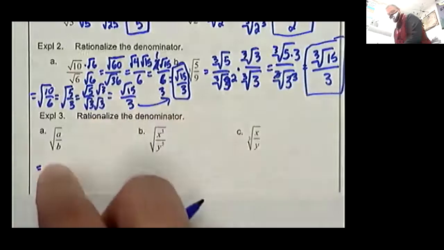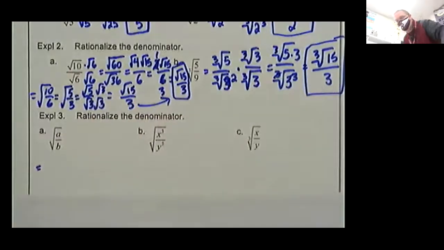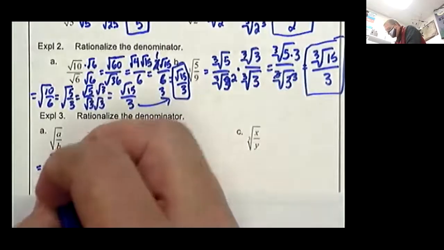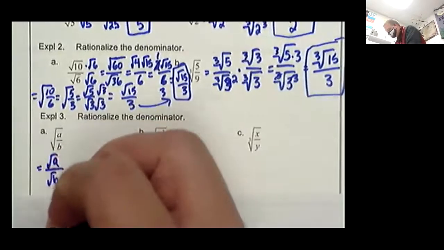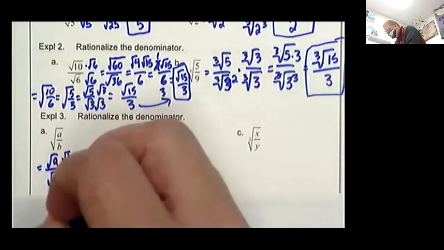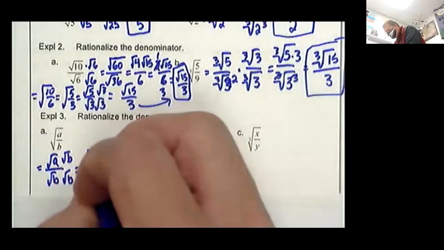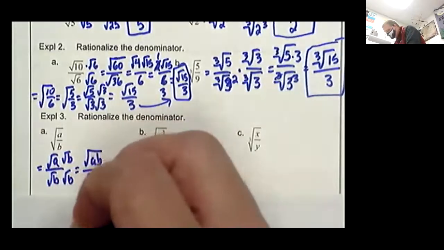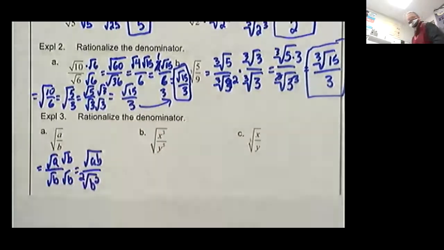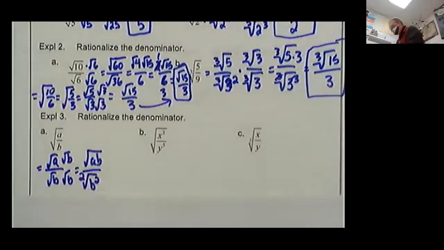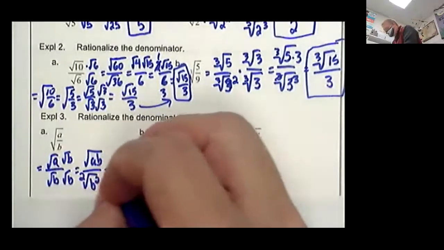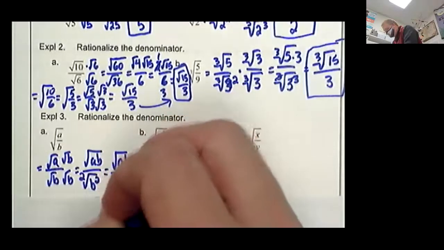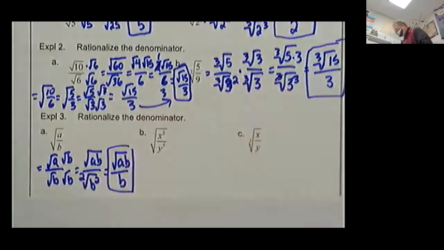So square root of a, square root of b, again, we can actually split that up to be the square root of a over the square root of b. To rationalize, we're just going to multiply the top and bottom by root b. That gives us the square root of b over the square root of b squared. Because this is a square root, the square and the index are the same. That cancels, leaving us with the square root of ab over b. Letter B.